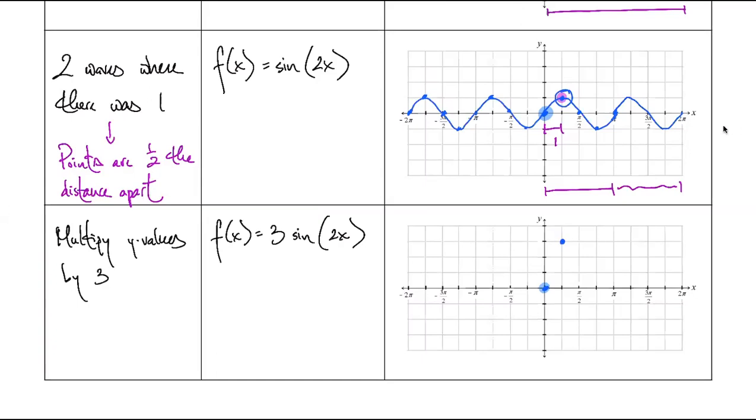If I keep going, 0 times 3 is 0, negative 1 times 3 is negative 3, 0, 3, 0, negative 3. And if I do that all the way across, I get taller waves, which I think is exactly what Natalia said. We would get taller waves, so the amplitude is different.